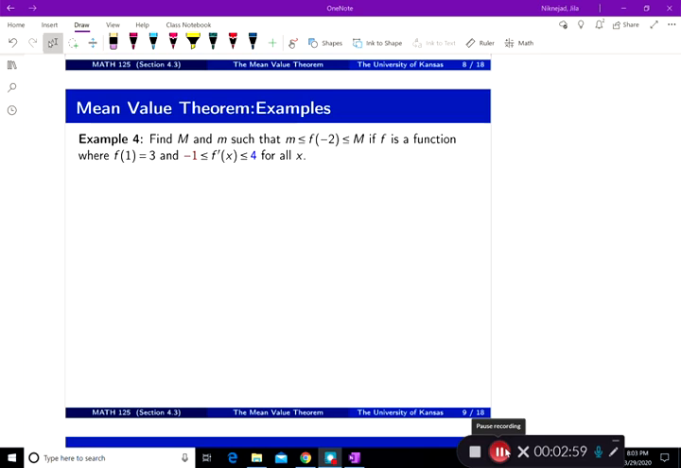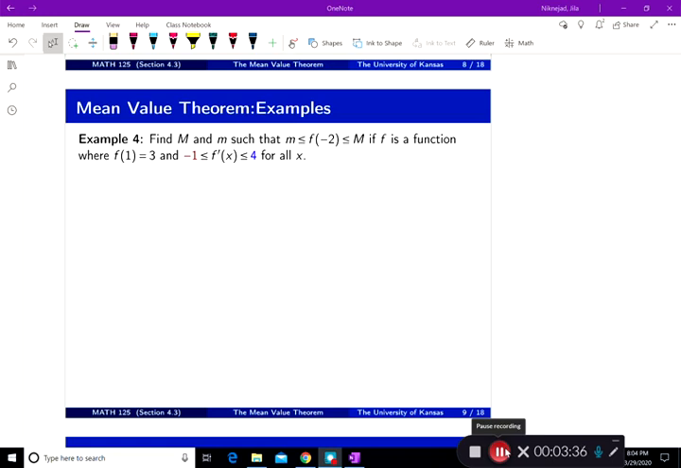Okay, mean value theorem examples. Example 4. Find m and M, lowercase m and uppercase M, such that f of -2 is between those two values, if f is a function where f of 1 is equal to 3 and f prime of x is between -1 and 4 for all x. Oh, this one seems to give me some limits about f prime and is asking me to find some bounds. I'm sorry, not limits, but bounds for f.